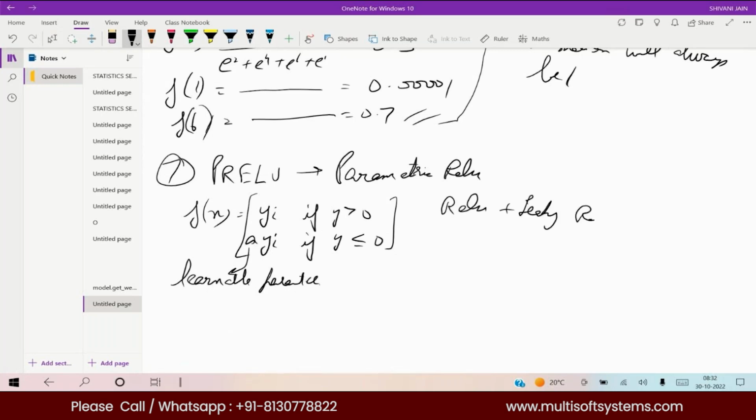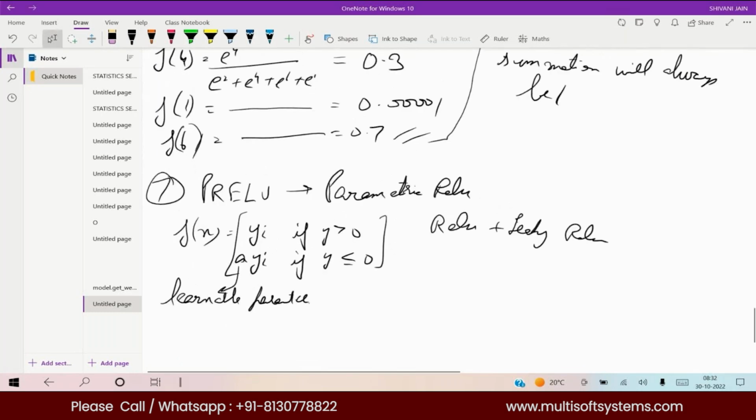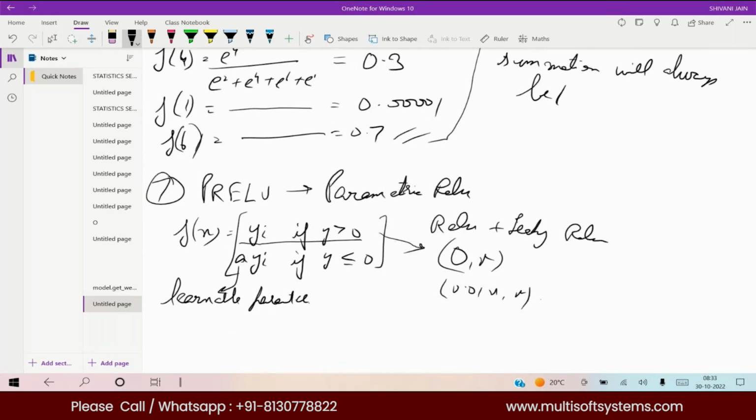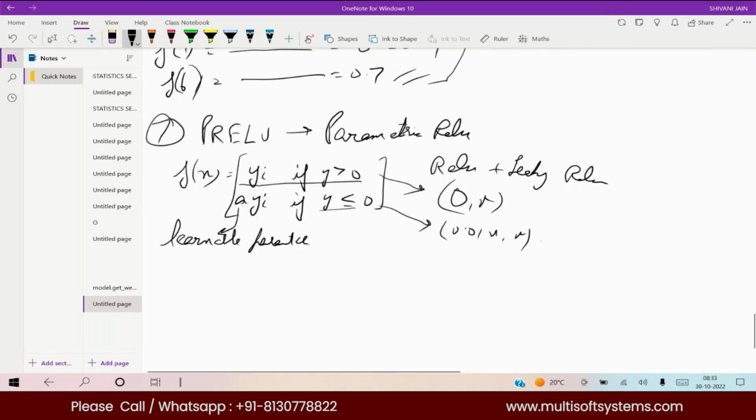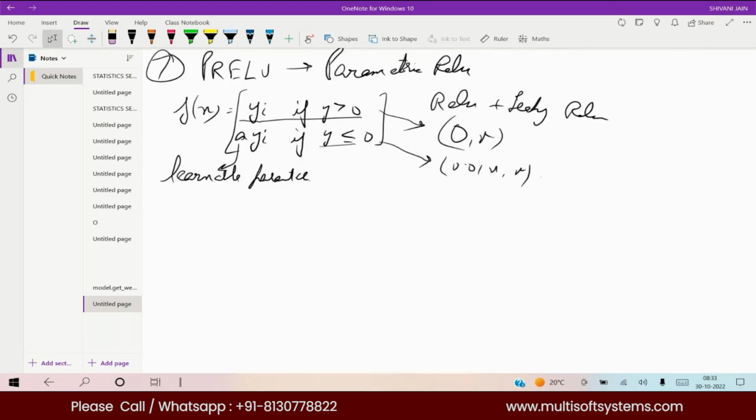So what was my ReLU? ReLU was the maximum of 0 comma x. And leaky ReLU was the maximum of 0.01x comma x. Now if you see here, if my value is greater than 0, in that case it is my ReLU function. If it is less than or equal to 0, in that case it becomes my leaky ReLU. So it's a combination of ReLU and leaky ReLU.